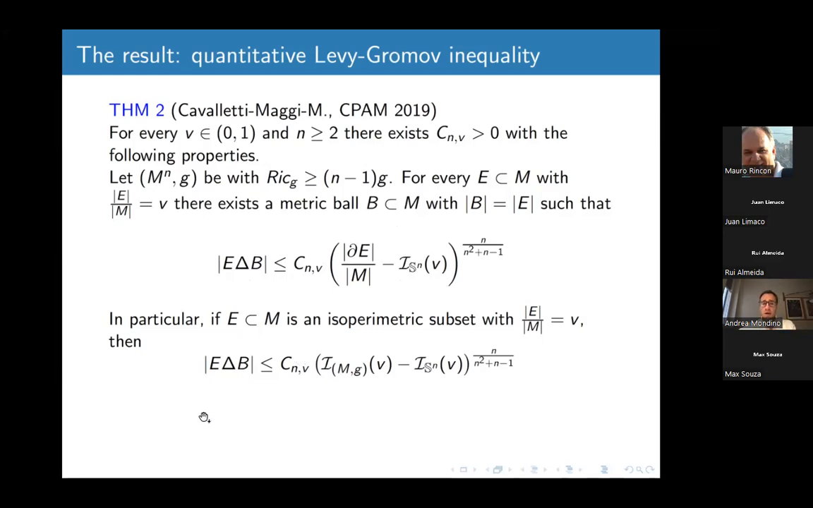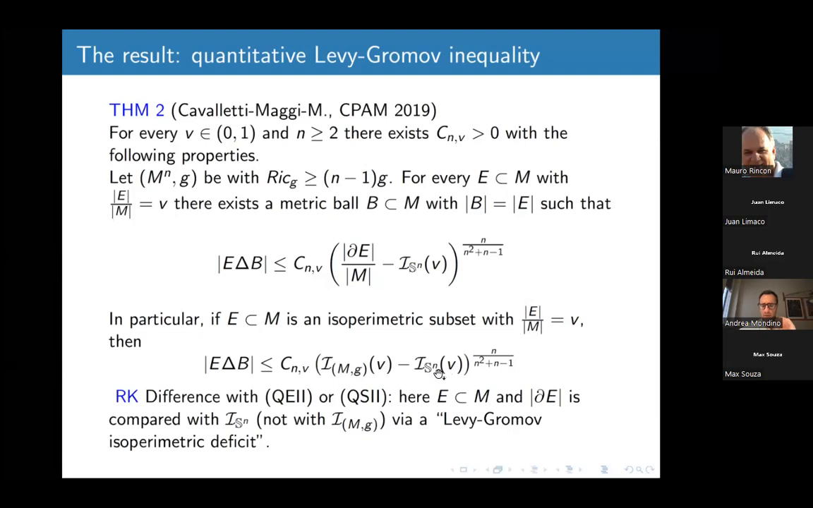In particular, if that E is an isoperimetric subset, so if the perimeter of E is exactly the isoperimetric profile function of the manifold at the volume V, then one can bound the symmetric difference between such an isoperimetric subset and a metric ball with the difference between the isoperimetric profile function of the manifold and the one of the sphere at the relevant volume to the right power.